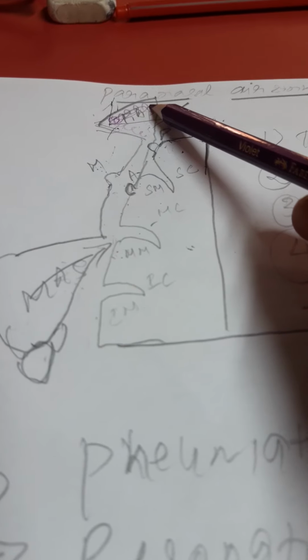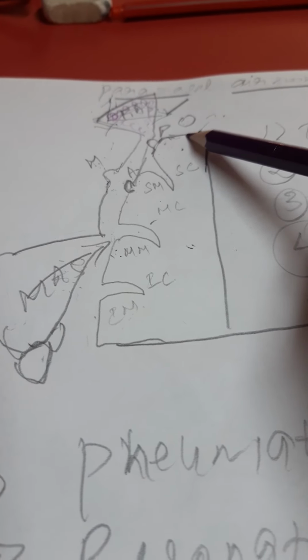Now here, the frontal air sinus, frontal sinusitis; the ethmoidal sinus, ethmoidal sinusitis. Because the ethmoidal air sinus is located between the medial wall of the orbit and the lateral wall of the nose, the inflammation can even spread to the orbit, resulting in orbital cellulitis.